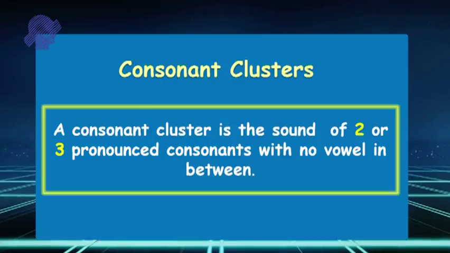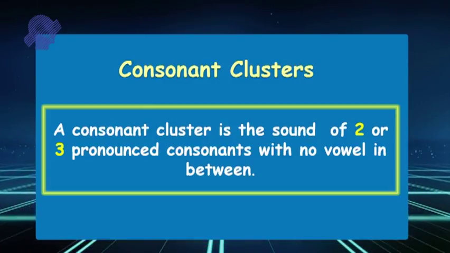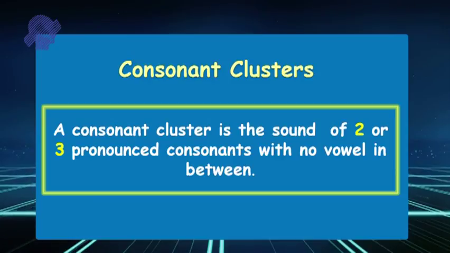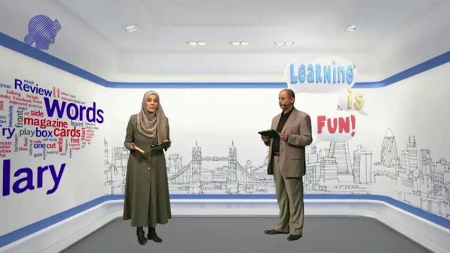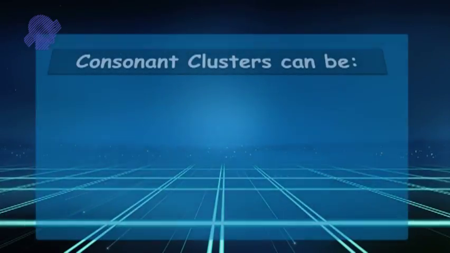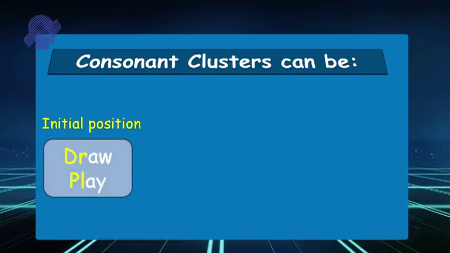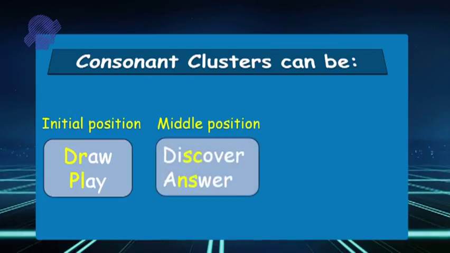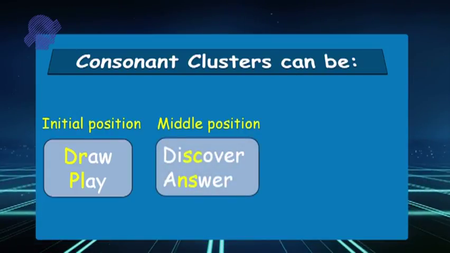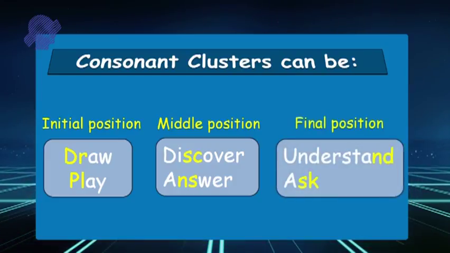Consonant clusters? What do you mean by consonant clusters? Well, that's a good question. So here is the definition. A consonant cluster is the sound of 2 or 3 pronounced consonants with no vowel between. Absolutely no vowel between. And of course, a consonant cluster can come in 3 different positions. In initial position, like in draw, play, all right? Middle position, like in the word discover, answer, and in the final position, like in the word understand and ask.